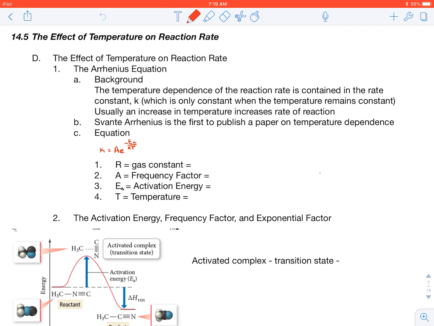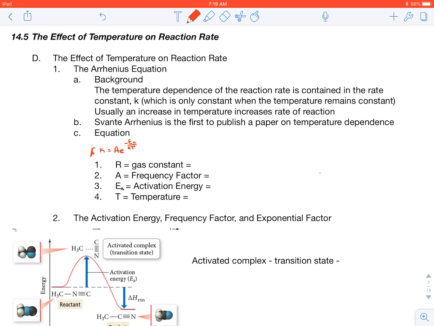So the effect of temperature on reaction rate brings us to the Arrhenius equation, which is right down here, this K equals. Basically the temperature dependence on reaction rate is contained in the rate constant, which is K. So that's why we can solve for K here using our Arrhenius equation. Usually an increase in temperature increases the rate of reaction. There are some times when it doesn't.